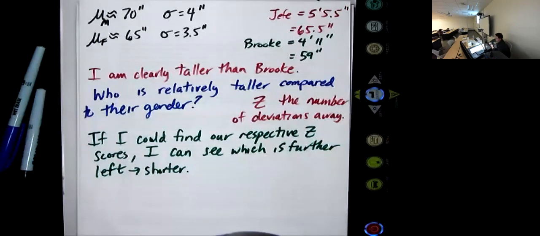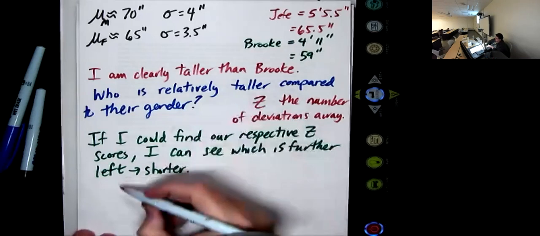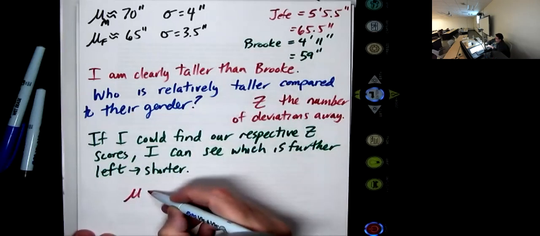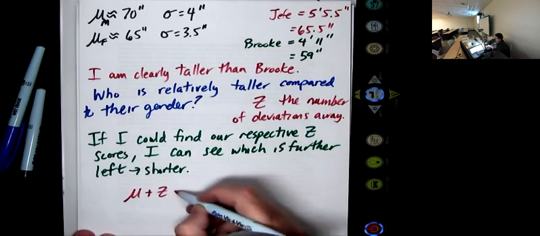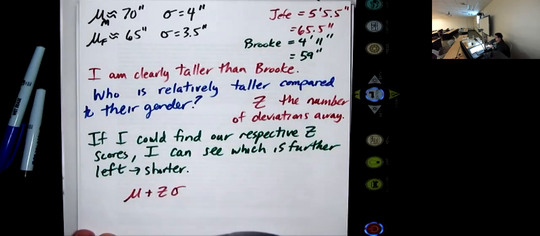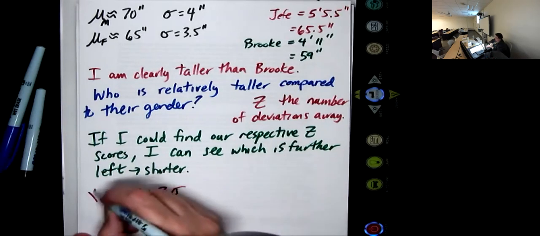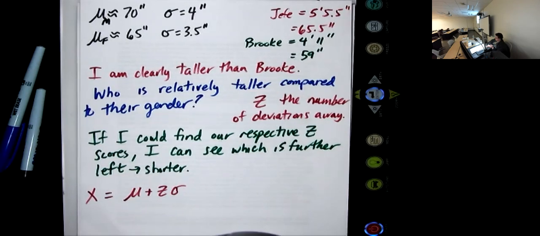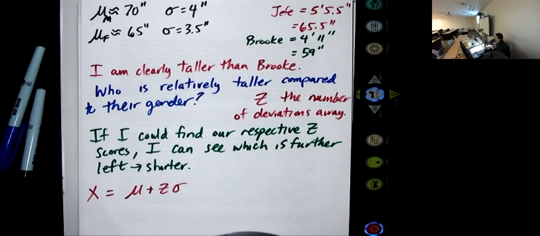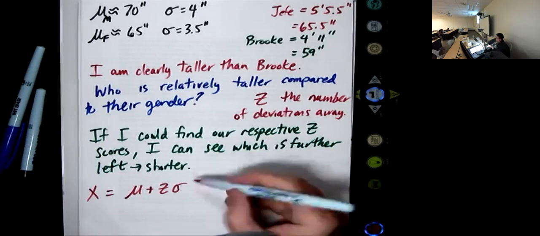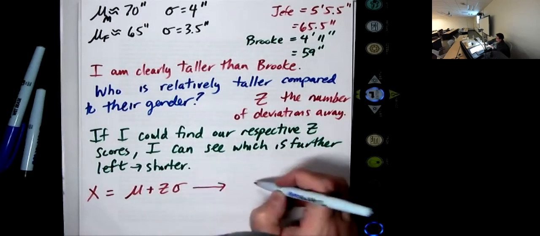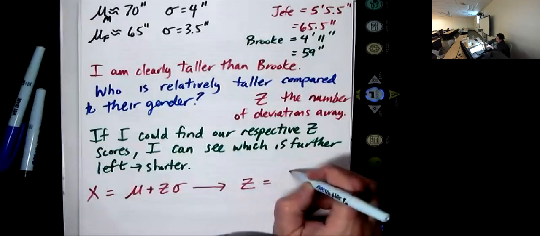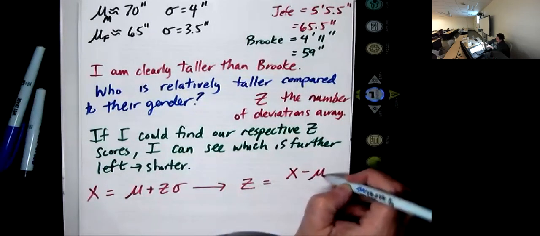The equation stems from just replacing that number in front of sigma with a Z. Each of us is going to have some particular score there. So our score is going to be X equals mu plus Z times sigma. And if you do a little bit of algebra, you get Z equals X minus mu over sigma.